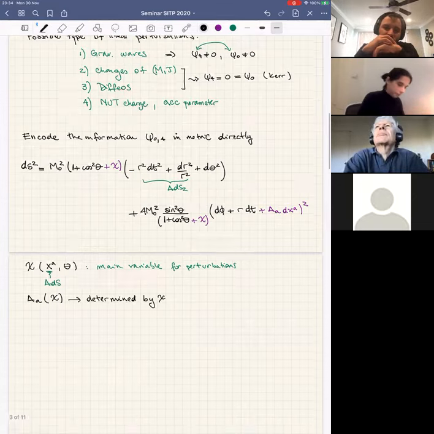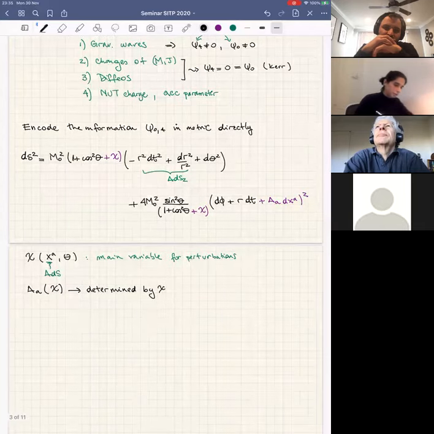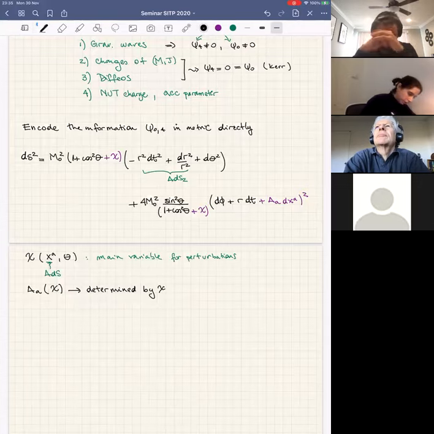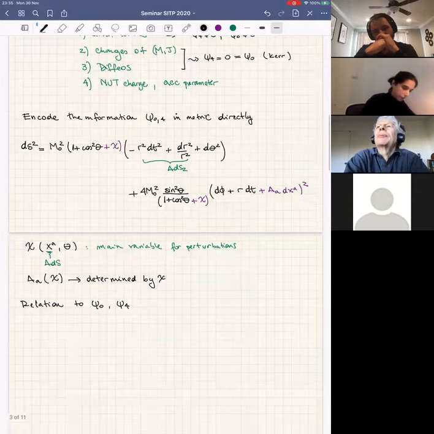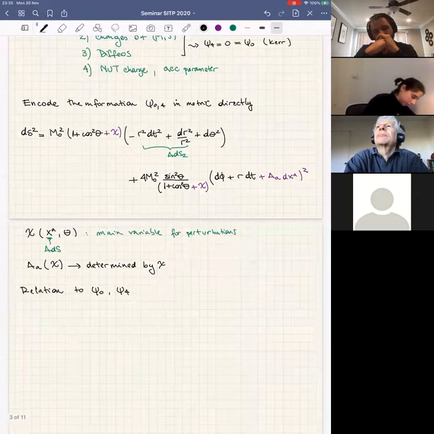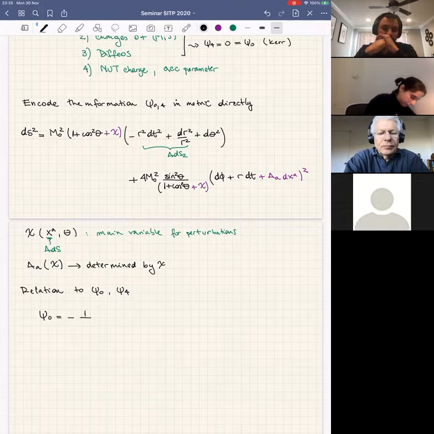Now, how do we relate this to psi 0 and psi 4? So why was this a nice thing to do? The relation to the Weyl scalars is straightforward to compute. Once you have a metric, you just compute its Weyl scalars and contract them with the appropriate tetrads. And this is where you get a really nice relationship between these variables.